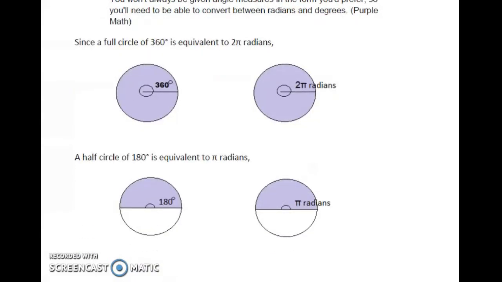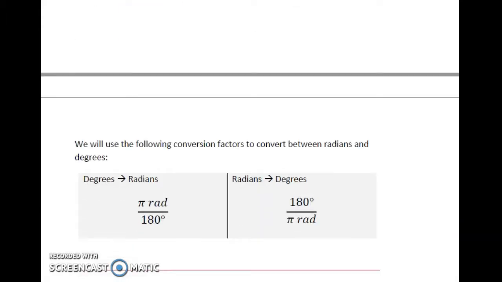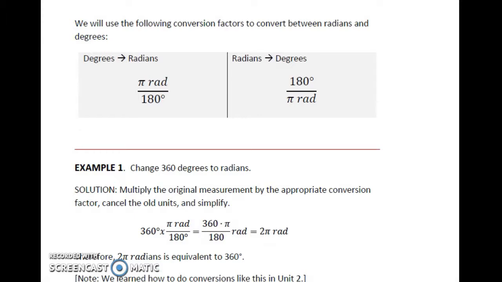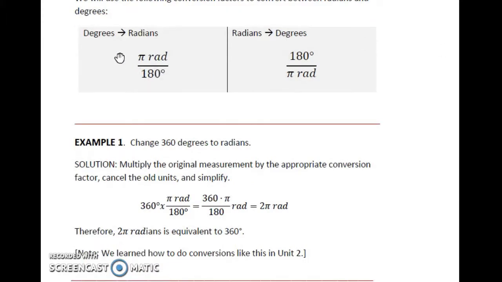Since a full circle of 360 degrees is equivalent to 2 pi radians, here's a picture. Since we have this true relationship, it also follows that half of a circle, which is 180 degrees, will be equivalent to half of 2 pi radians, or pi radians. So 180 degrees is equivalent to pi radians. We will use the following conversion factors to convert between radians and degrees. Since 180 degrees is equivalent to pi radians, we have these conversion factors for converting between radians and degrees. How do we use them? Well, this one is specifically for going from degrees to radians. This one is for going from radians to degrees.